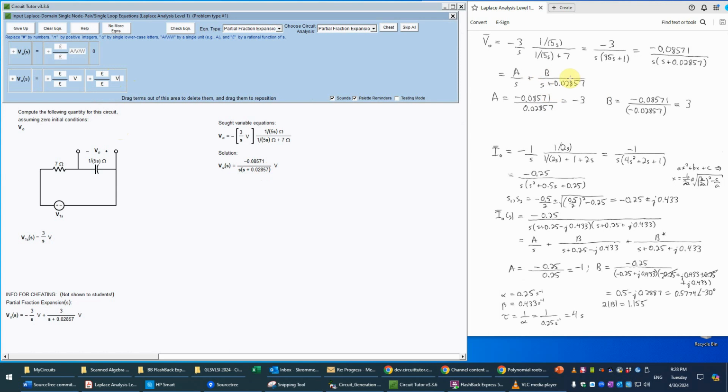And then over here, I actually carry out the partial fraction. So I've written that in the form A over s, since we have an s term, a pole at the origin, and then B over s plus 0.02857. So that's a pole at the negative of that value. And now we'll use the Heaviside method, or the method of residues, to compute those coefficients.